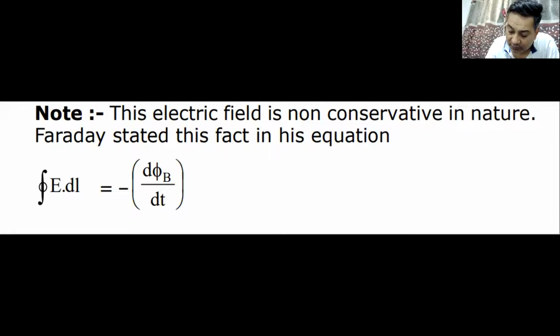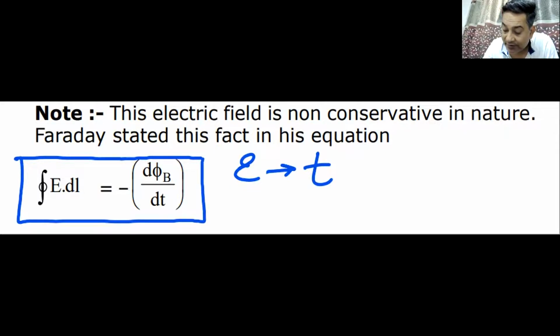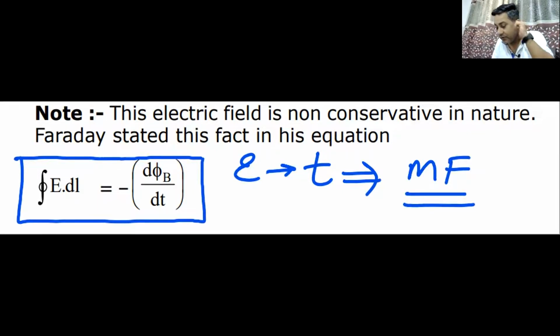This is the formula for a time varying magnetic field as well. When electric field varies with time, remember this, it produces a magnetic field. This is what we are going to study in the next chapter, that is EMI. So everything is relating very nicely.